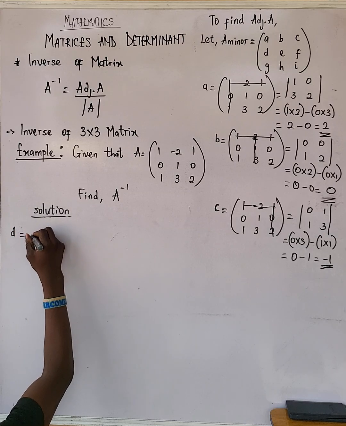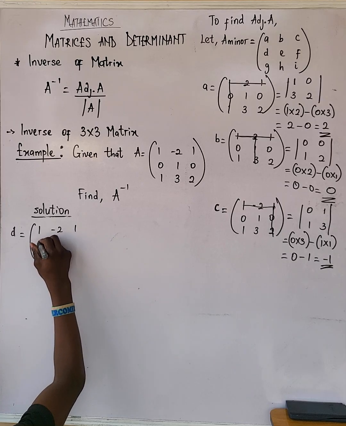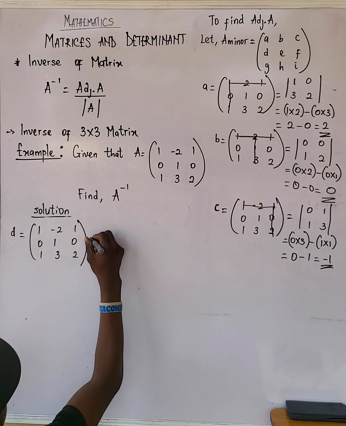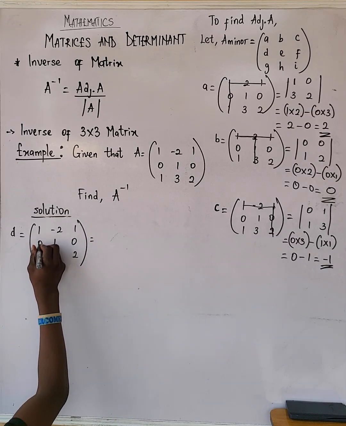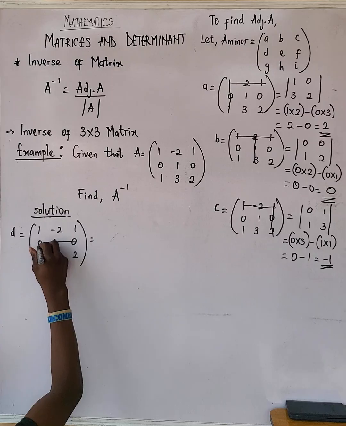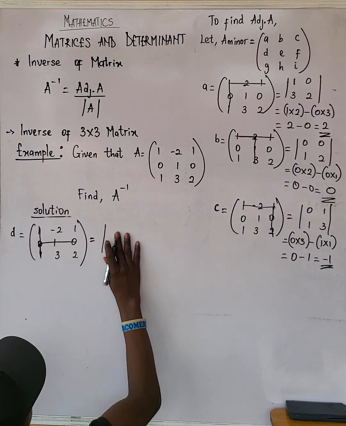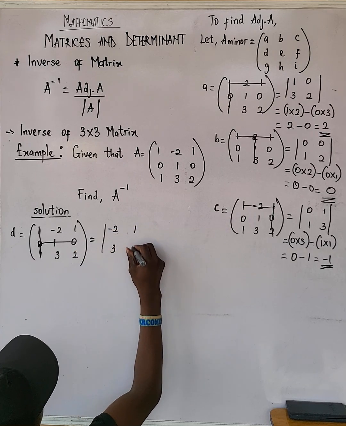Now going for D, you write the question: 1 minus 2, 1, 0, 1, 0, 1, 3, 2. Which position is this D on? This 0. Cancel the row, cancel the column of that position. So what are we left with? Minus 2, 1, 3, 2.